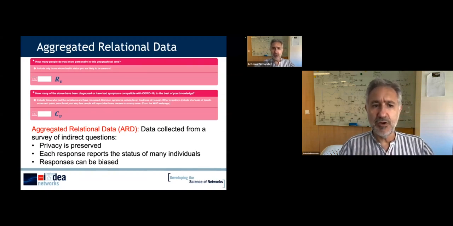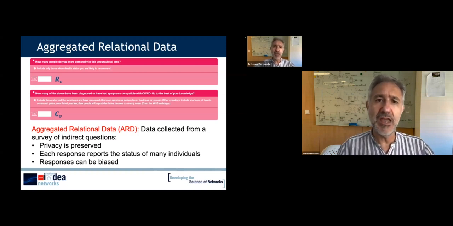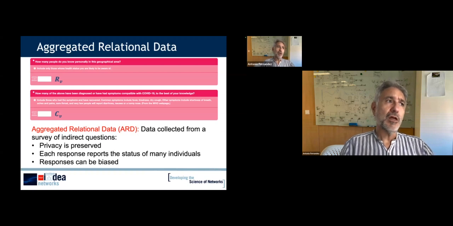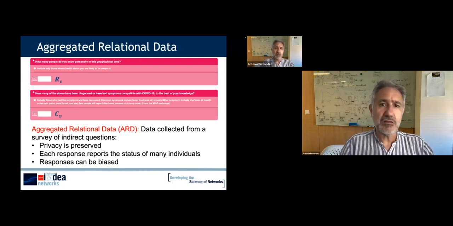Each response reports more than one person, unlike direct surveys in which you are asking for one person's state. And on the negative side, responses can be biased. Somebody may not know the state of a person in their circle. They may not remember them, or they may on purpose lie. These are things that can happen.